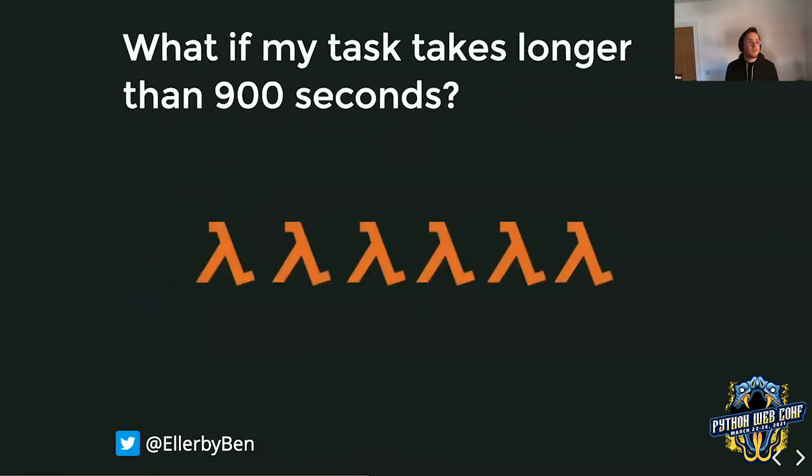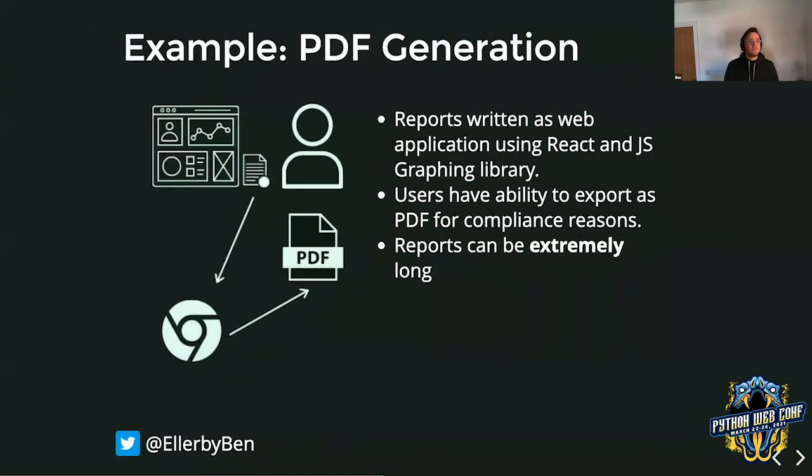So what if we have a task that takes longer than 900 seconds? Well, if we take an example of an application I was building a couple of years ago now for a client, they had a report system where they could generate web reports using React and a JavaScript graphing library, and then they could save those out as PDFs for compliance reasons. And these were very long reports, lots of graphs, lots of statistics, really for compliance reasons. No human was ever going to read these reports, thousands and thousands of pages long.